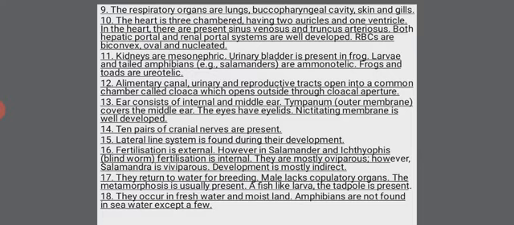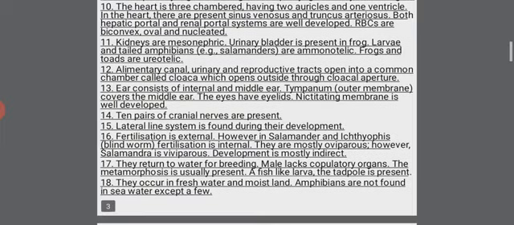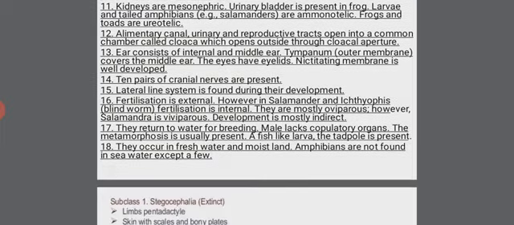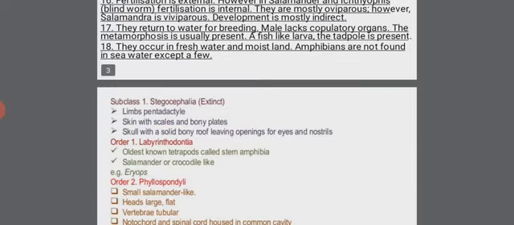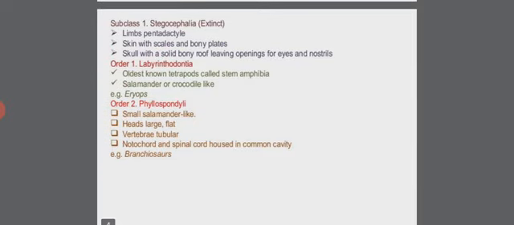And a fish-like larva called tadpole is present, hence the indirect development is present. And they occur in freshwater and moist land, and amphibians are generally not found in sea water except a few. So these are some important and general characters of class Amphibia.